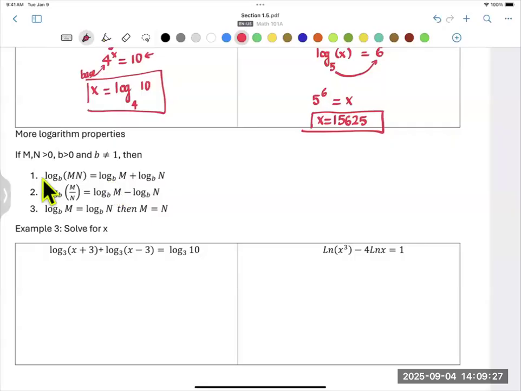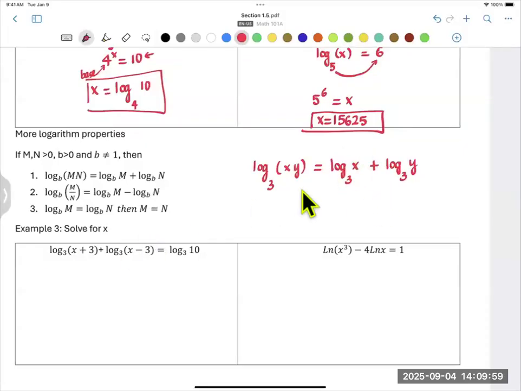There's some more properties of the logarithm that you may want to pay attention to, which is the logarithm of the products. Let's say you have the logarithm base 3 of xy, then we can write that as log base 3 of x plus log base 3 of y. If the argument of the logarithm is a product, you can break it down into a sum.